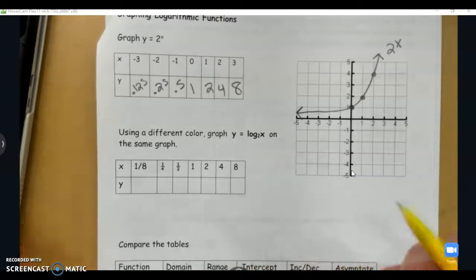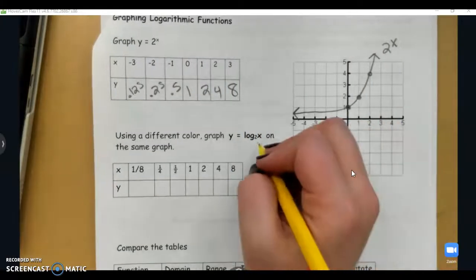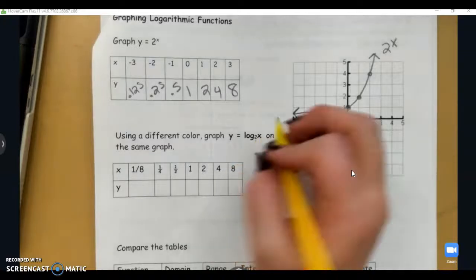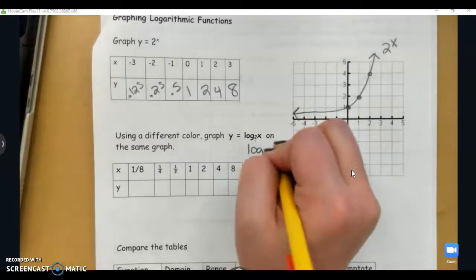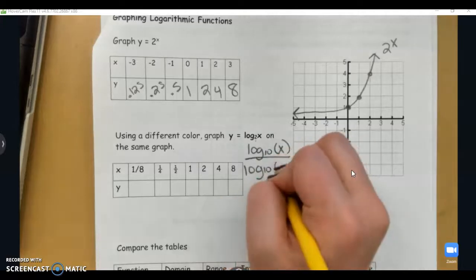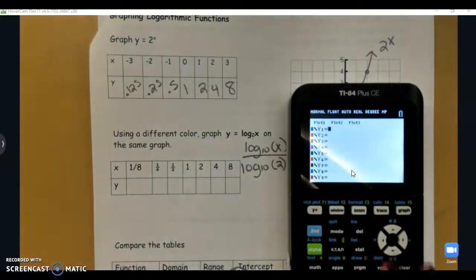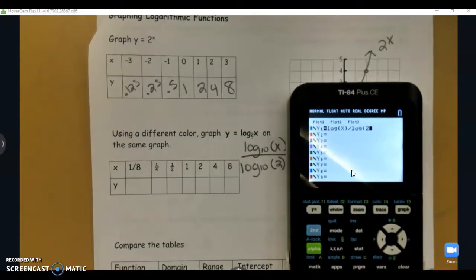because remember this is the inverse function, again, I can put this in my calculator, but my base is not 10, so what we're going to have to put in our calculator is actually that change of base formula. We're going to have to do log base 10 of x over log base 10 of 2. That's what we're going to put into our y equals. So log of x divided by log of 2.